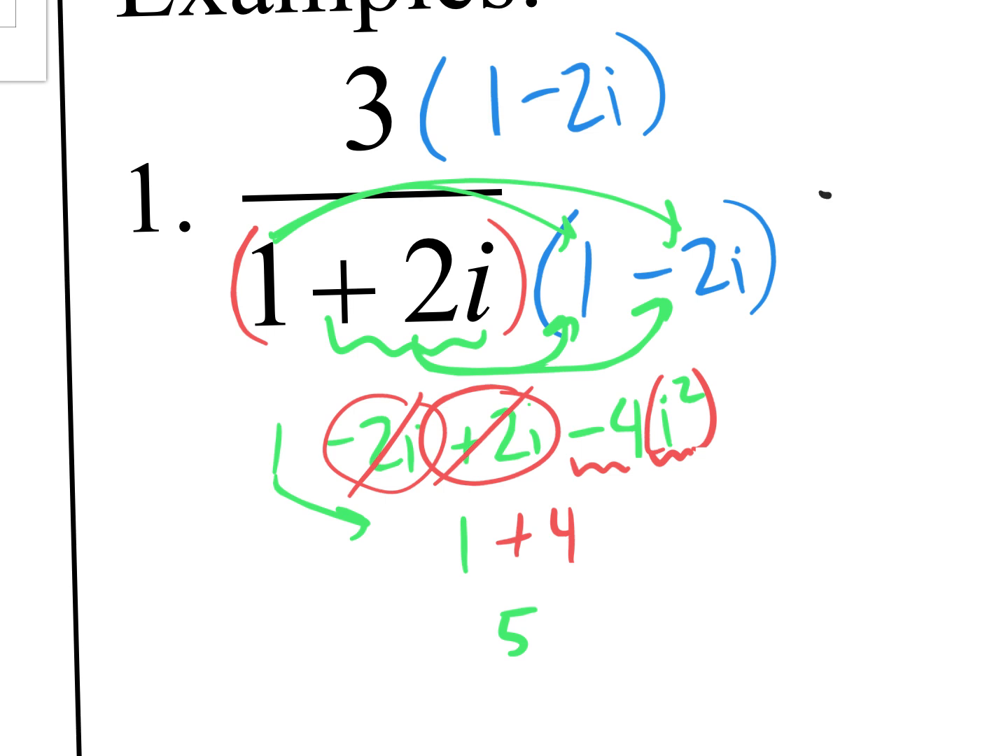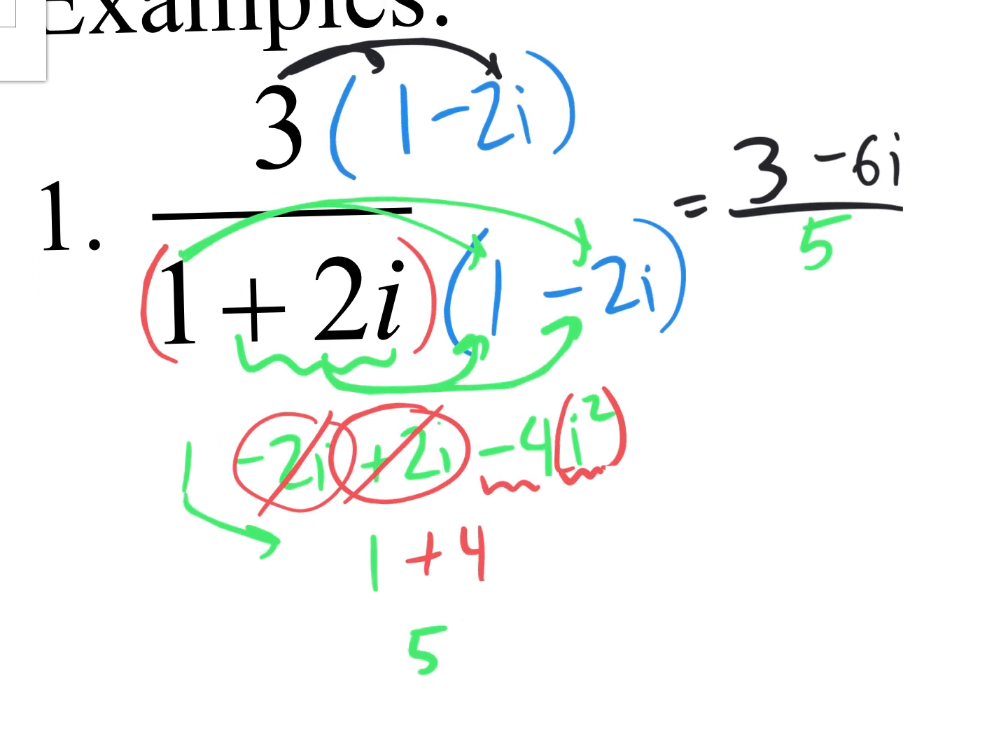What about on top? Well, on top, let's write our fraction over here. The answer is going to be, you distribute 3 times 1, that's 3. 3 times negative 2i, that's negative 6i. And of course, that is over that 5 that we got in the denominator. And that's your answer. However, I'll accept this answer if it's like an open response test. However, some multiple choice questions like to take the denominator and split it so you could have the real part all by itself and the imaginary part all by itself.